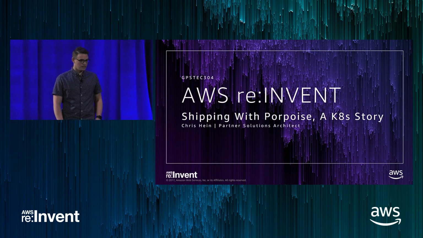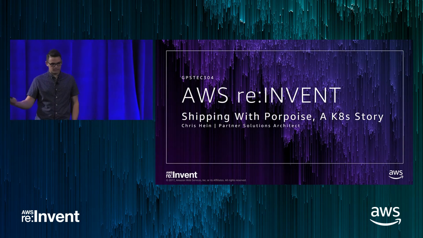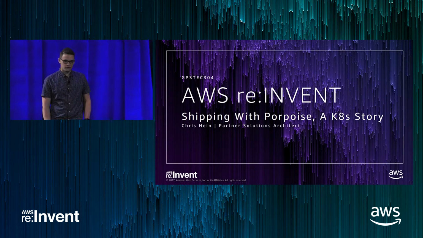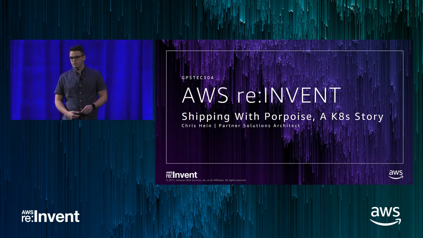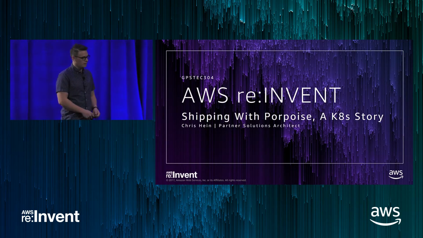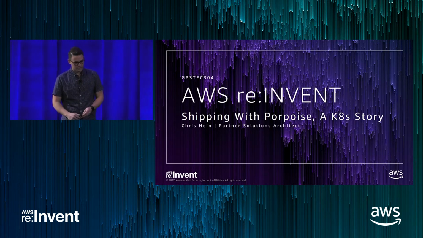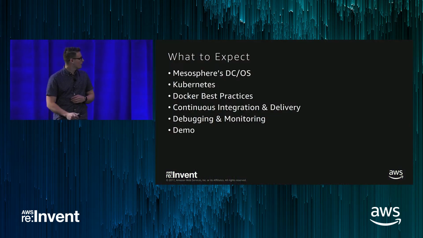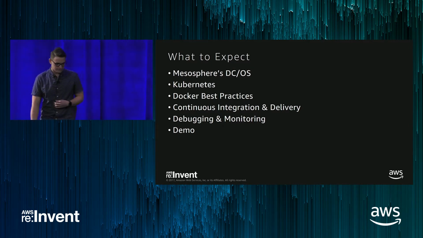I am Chris Hine. I'm a partner solutions architect with AWS. And so I actually focus on working with all of our container partners. And so that's anything from orchestration partners to CI/CD partners to networking to runtimes, so Docker and CoreOS, all those guys. And yeah. So today, we're going to talk a little bit about DCOS.